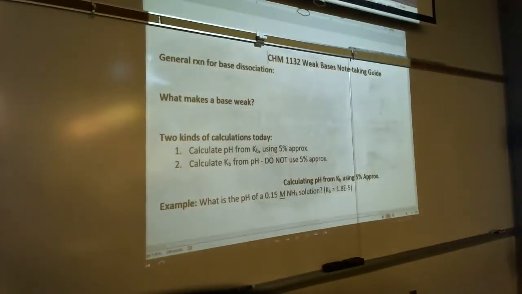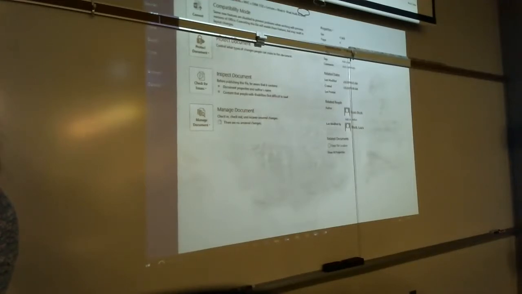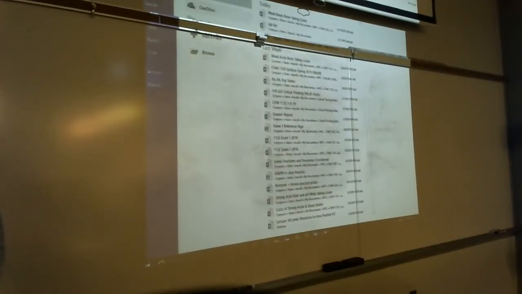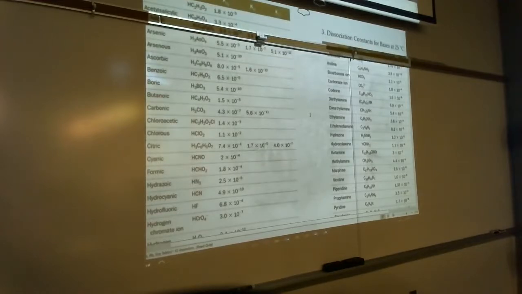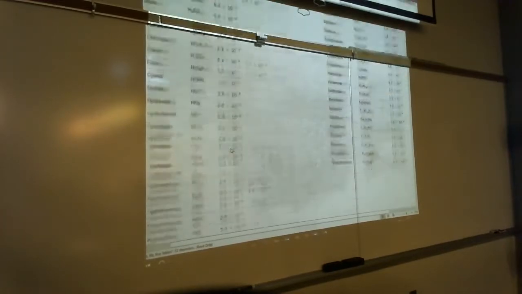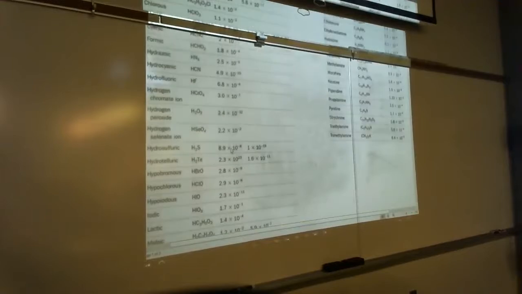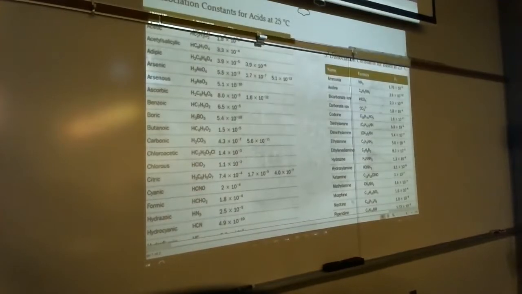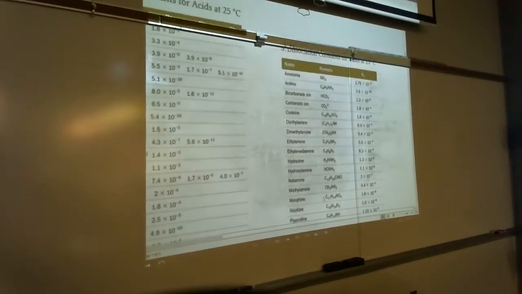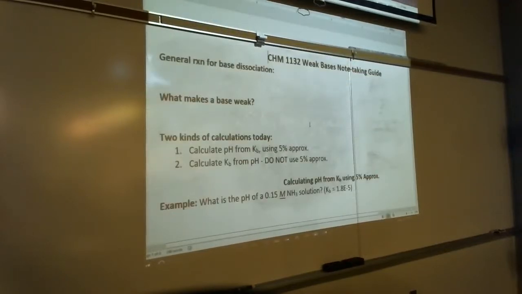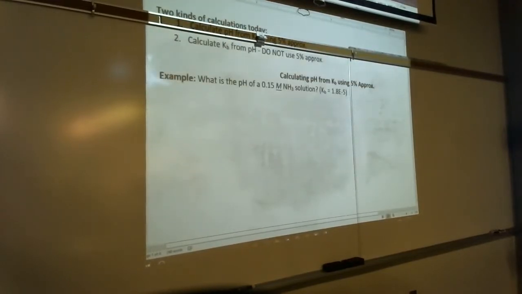Now, if you look at the handout that I've given you, I think I've got one handy here. Here we go. All right, our Ka values are right here. Not a lot bigger, right? Our Kb values are significantly smaller. That's just the Kb values that we're going to be dealing with. Okay, so these are the Kb values we're looking at. All right, so let's calculate the pH from Kb.